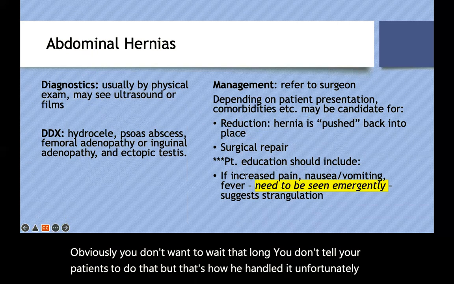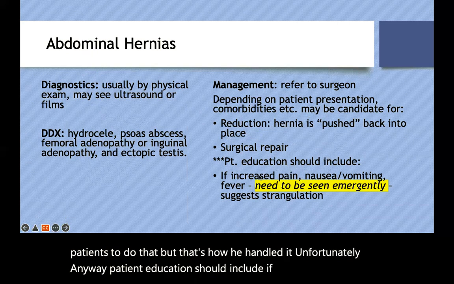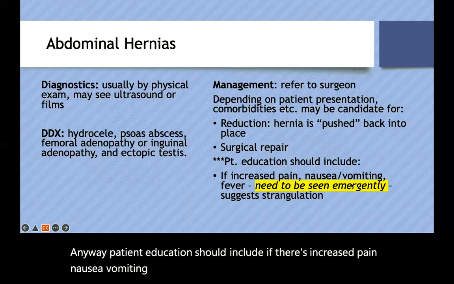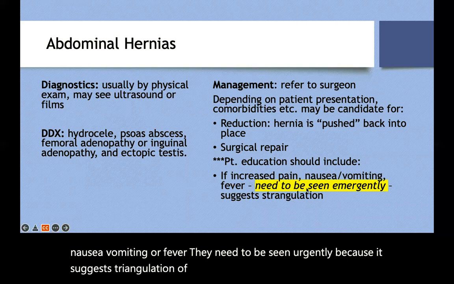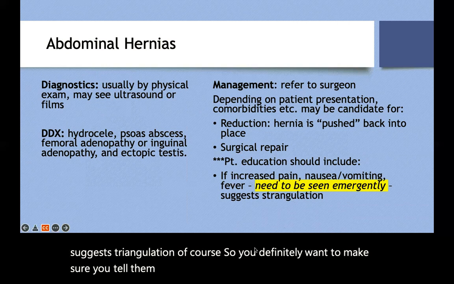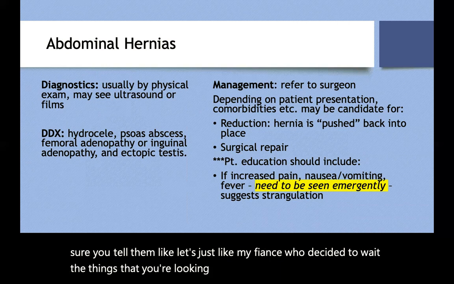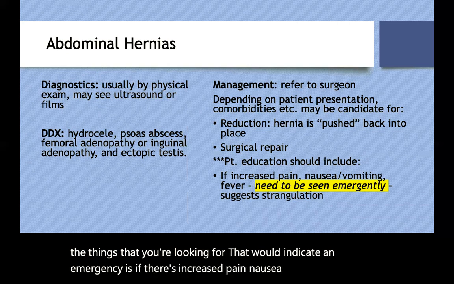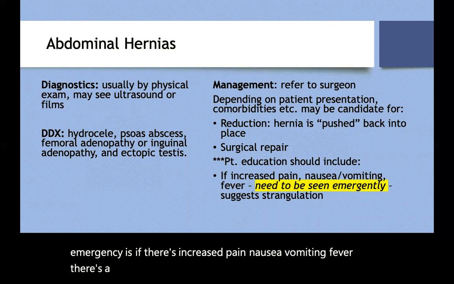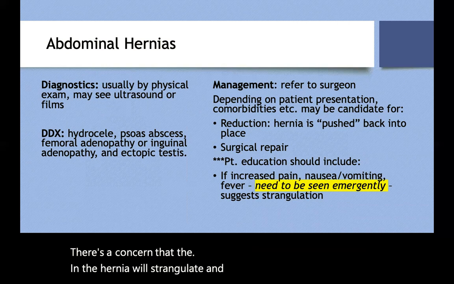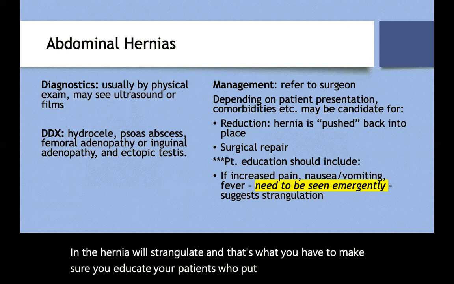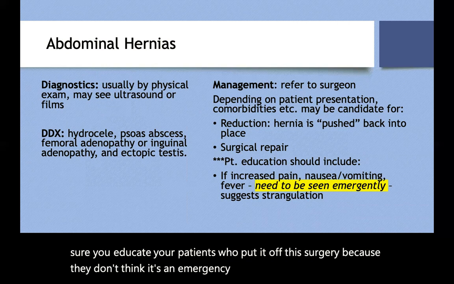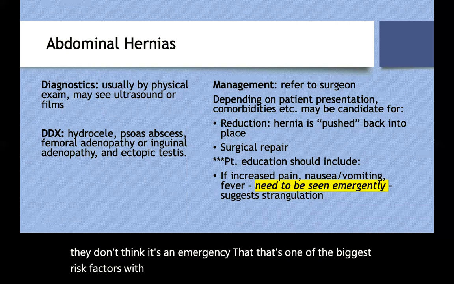Patient education should include that if there's increased pain, nausea, vomiting, or fever, they need to be seen urgently, because it suggests strangulation. Make sure you tell them, unlike my fiance who decided to wait. These signs would indicate an emergency. There's a concern that the hernia will strangulate, and you have to educate patients who put off surgery because they don't think it's an emergency. One of the biggest risks of just leaving it alone is strangulation.